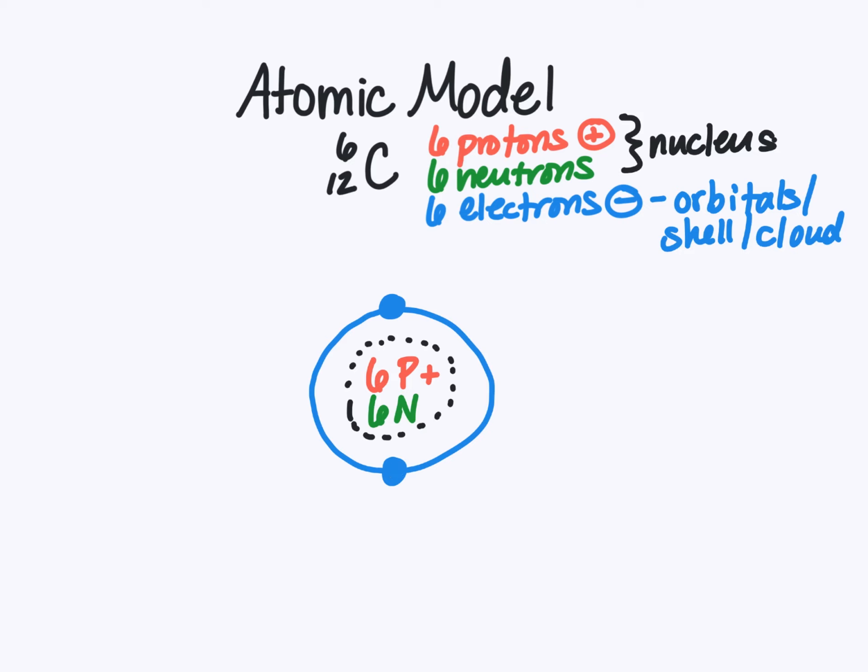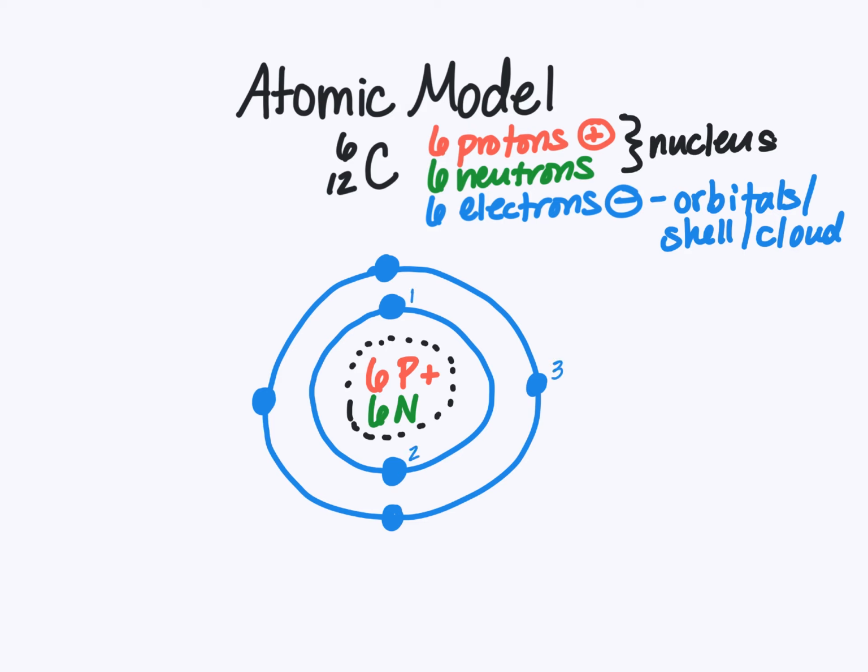Now, carbon has 6 electrons, but the first orbital fills up with 2. So we have to draw another orbital. Now the second orbital can hold up to 8 electrons. So we've got 4 electrons left, so we can put our remaining 4 electrons in this second orbital. So now we have our 6 electrons placed. So we've got the first and the second ones in the first orbital, and then numbers 3, 4, 5, and 6 in the second orbital.